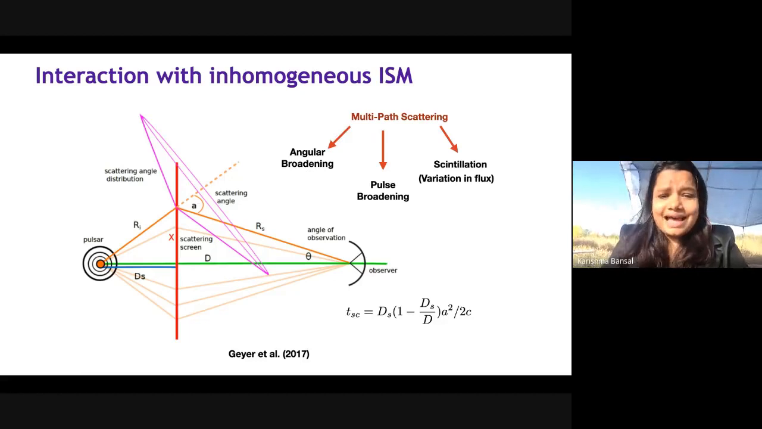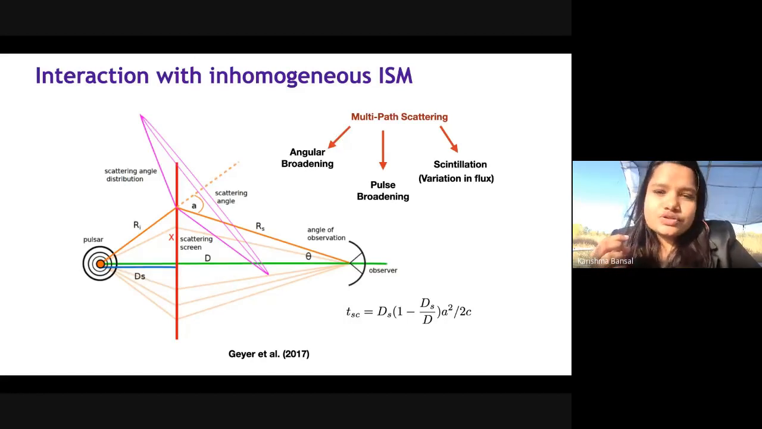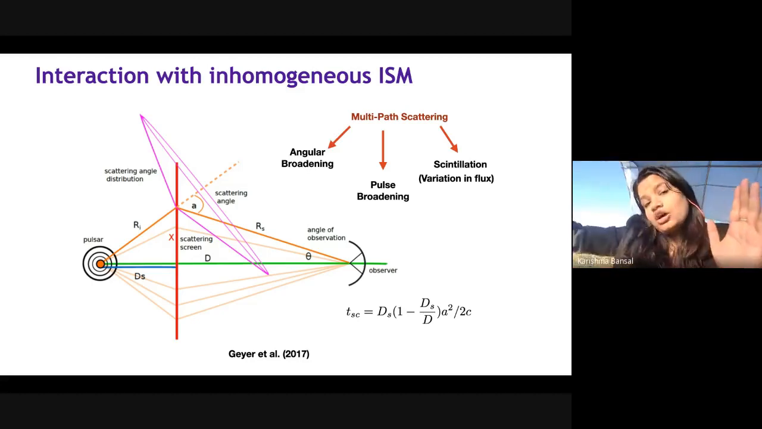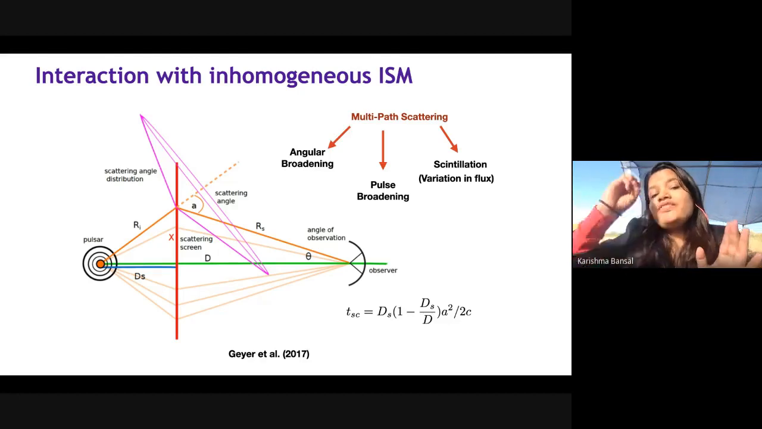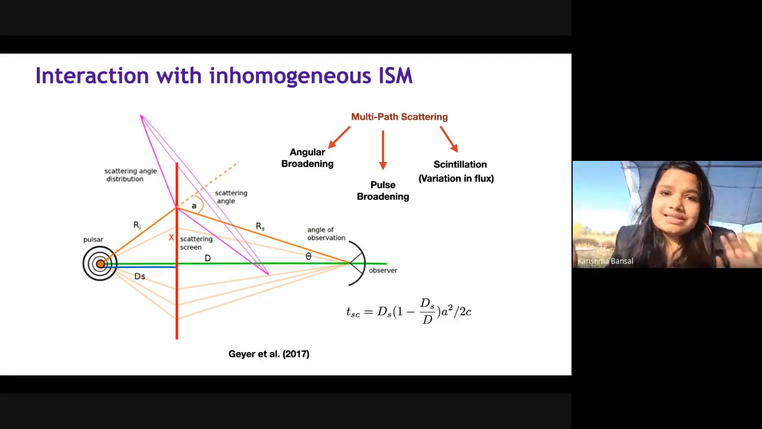Anyway, so it gets scattered, and you can see scattering in three ways. The size of the source becomes broad, or the pulses, instead of being sharp, also become broad. And something called scintillation, which is when you look at the dynamic spectra, the pulsar signal in frequency and time over a long period of time, you would see that the flux is changing over time. It's called scintillation.